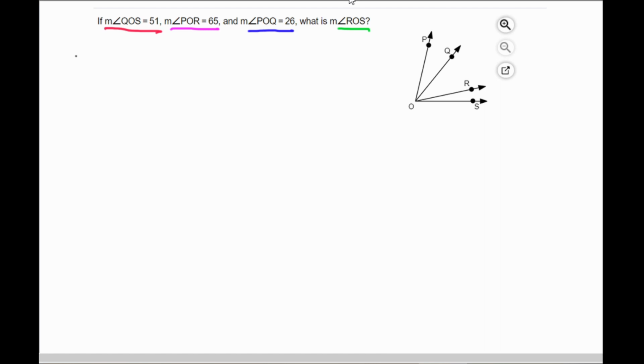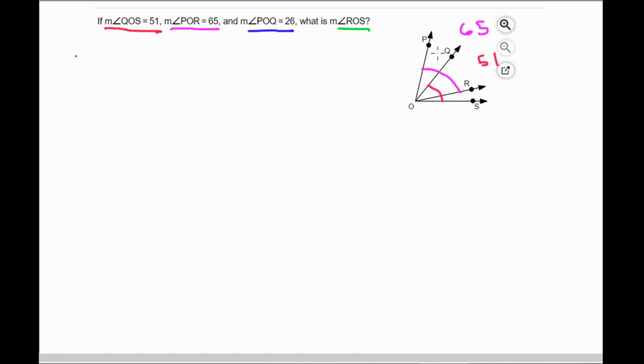Well, to do that, we're just going to start labeling what each of those are. So QOS in red here means I start at Q, I go to O, and I go to S. So that's from here. These are the two rays that generate that. Those are 51. POR means I start at P, go all the way down, and then I come up to R. So from here to here, and in purple we're going to put 65.